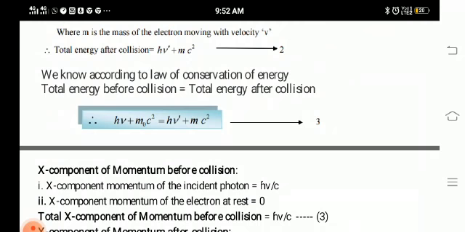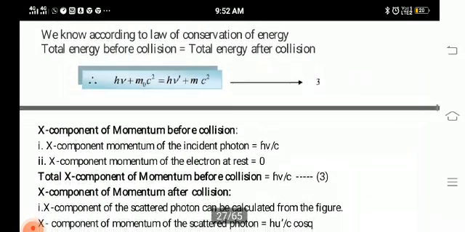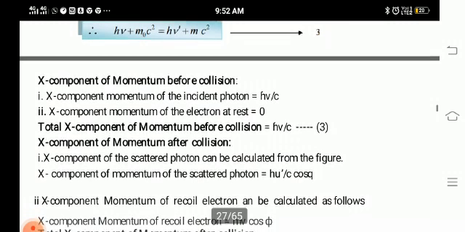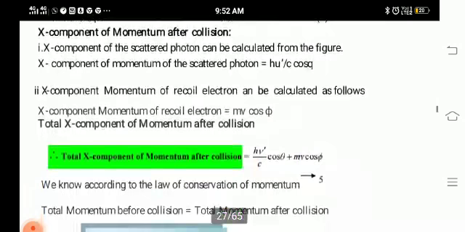Next, we'll have the momentum along the x-axis. Before collision, the momentum of the incident photon is h nu by c and the momentum of the electron is 0, which is at rest. So the total momentum is h nu by c. Now the total momentum after collision is taken: for the scattered photon it is h nu dash by c into cos theta, and for the recoil electron it is mv cos phi. Adding this, we get h nu dash by c cos theta plus m into v into cos phi.